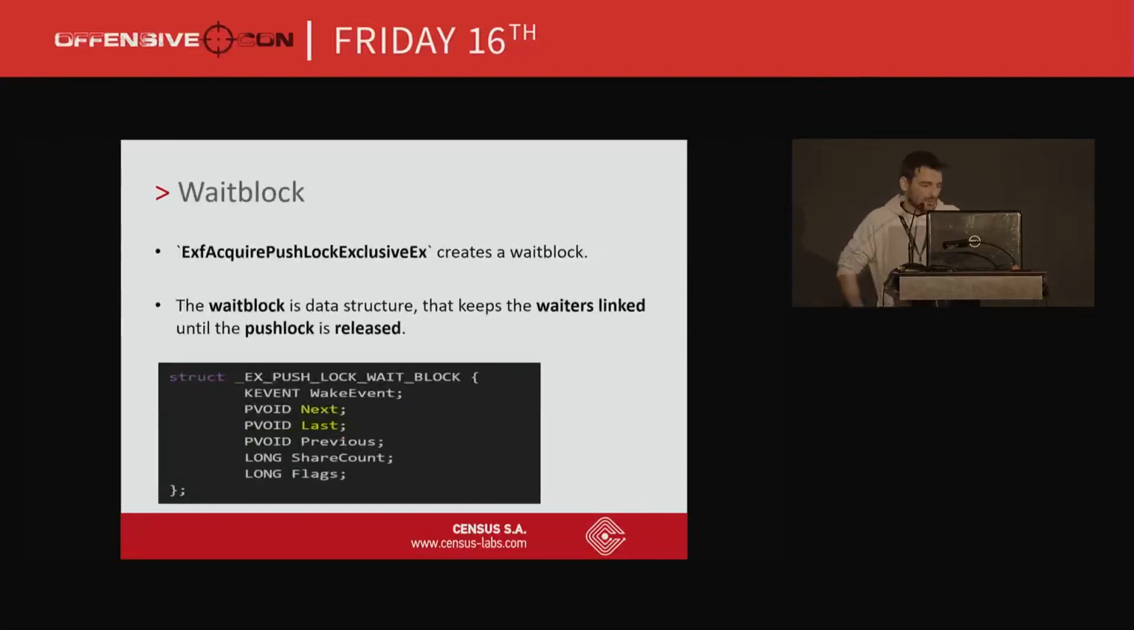So xf acquire push lock exclusive x creates a wait block. A wait block is a data structure that keeps the waiters linked until the push lock is released. It's the following data structure.